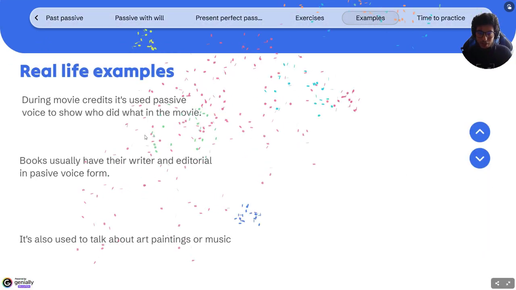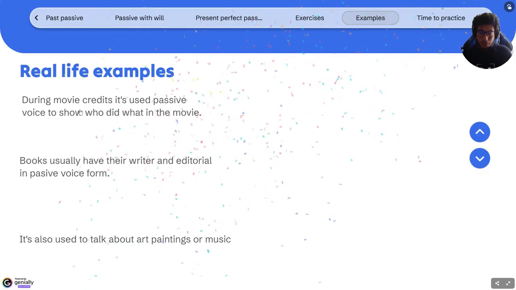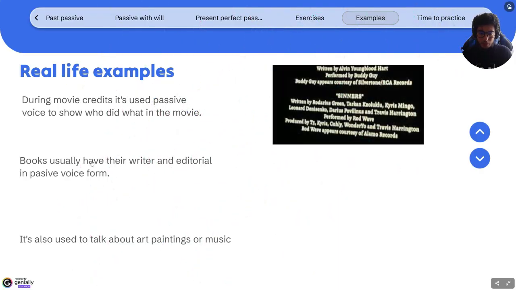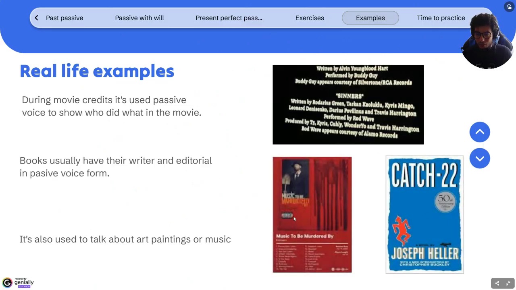And finally, we have here some examples that we can see in real life. So we can use them in movies, as I mentioned before. So here we have some examples. We can use it for books. So here you have another example. It's written by someone else. And in paintings or music, like in this example.